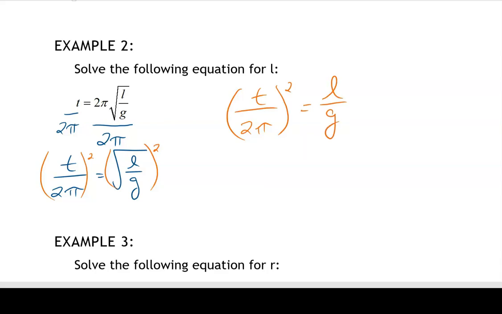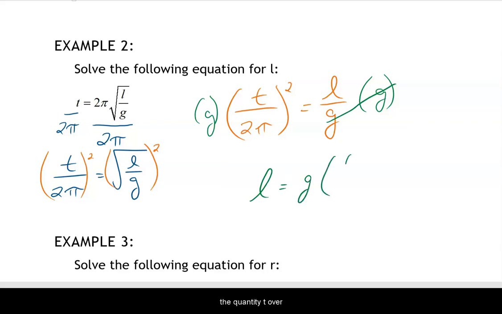Our last step is to move the G to the other side. Since we have it being divided right now, to get rid of dividing by G, we would multiply by G on both sides. So that would multiply out. Leaves us with L equals G times the quantity T over 2 pi, that quantity squared.